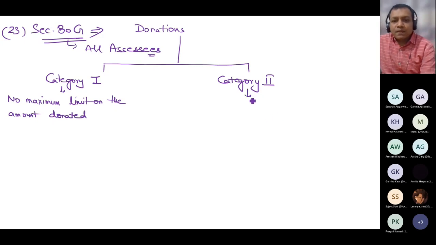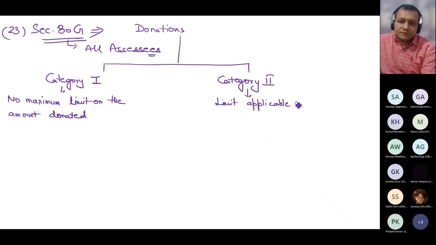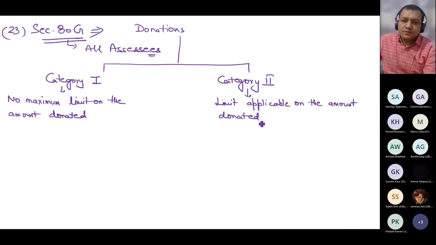In category 2, some limit is applicable on the amount donated. In category 1, I can donate 10,000 crore rupees, there is no problem. That 10,000 crore is eligible for deduction. In category 2, if I have donated 10,000 crore rupees, there are chances that 10,000 crore is not eligible for deduction. This is the only difference.